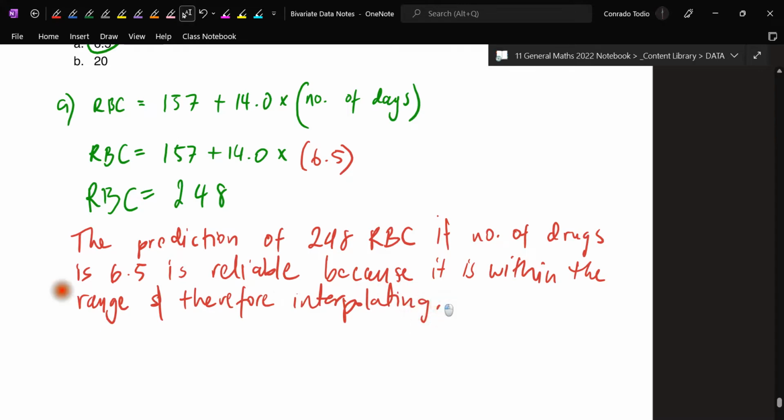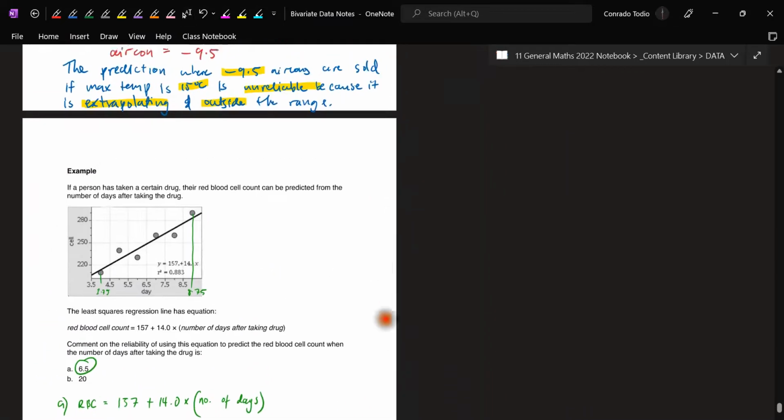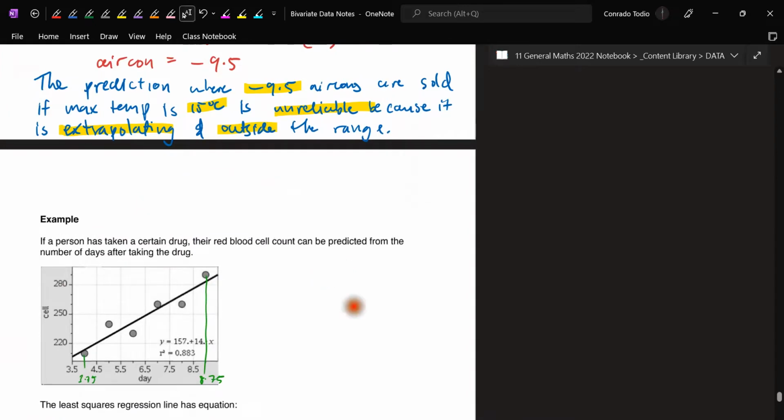Notice that there's a slight difference in the way I use the sentence this time compared to last time. But again, it's still the same. I'm still using the same terms. Reliable.